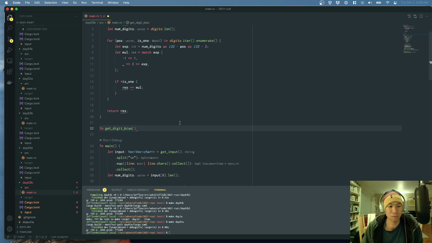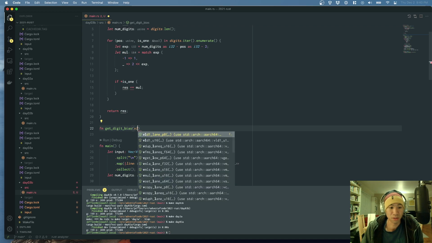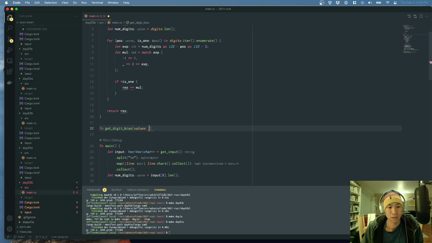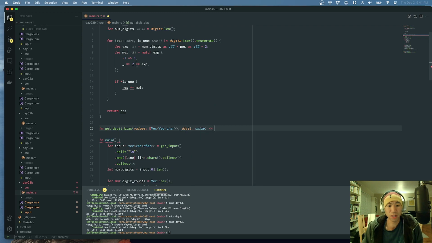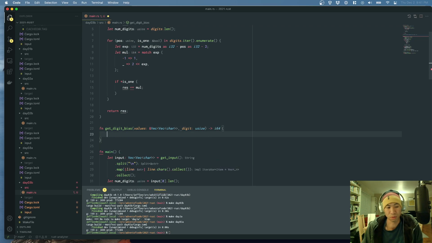And we're going to pass in some vector of chars. So let's just call it number values, which is a vector of a vector of characters. And let's actually make that a reference. I have a feeling that the fact that we're nesting these things might turn out to be a little bit weird in Rust. But let's see. And then we want the digit, which is a usize. And it's going to return a bias, which is an i64.